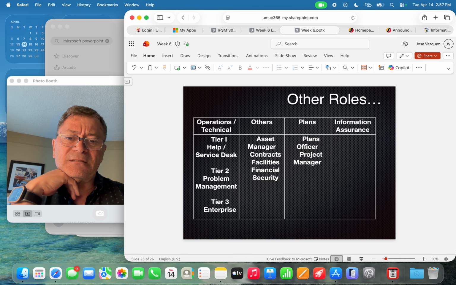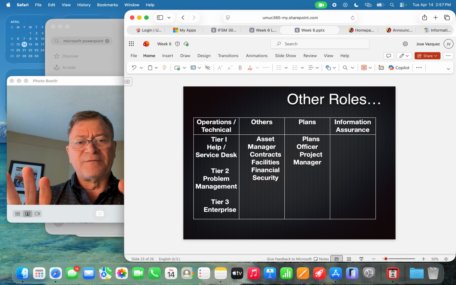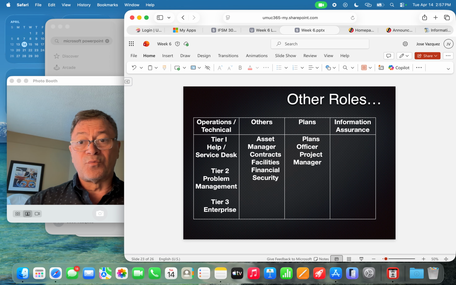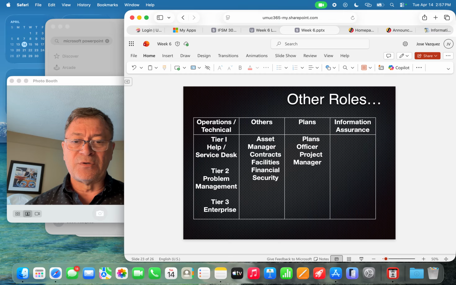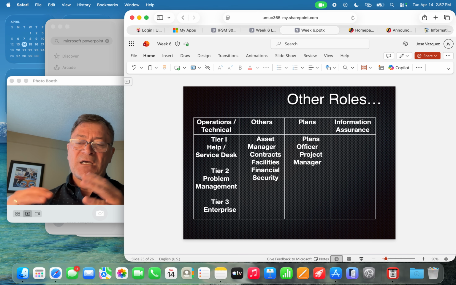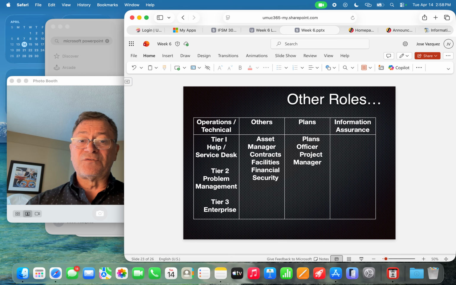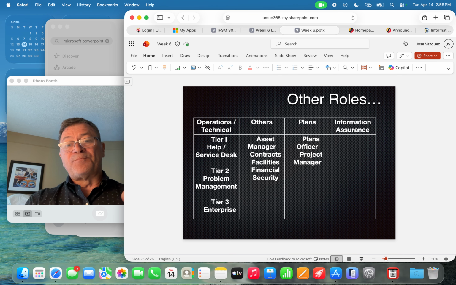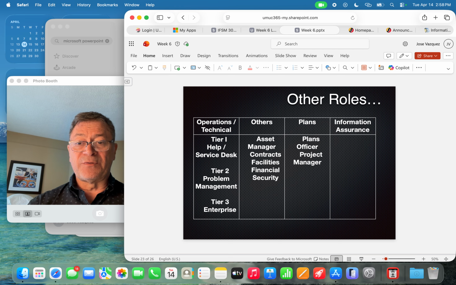I'm just kind of highlighted. The book I don't think did this in detail enough, the different types of things that go into roles. Tier 1 is the help desk. Tier 2 is problem management. Tier 3 is enterprise capabilities, like enterprise applications. So an organization normally views things in tiers. There's also an asset manager, there's a contracts guy, there's facility guys, financial and security folks that also work supporting tier 1, 2, and 3.